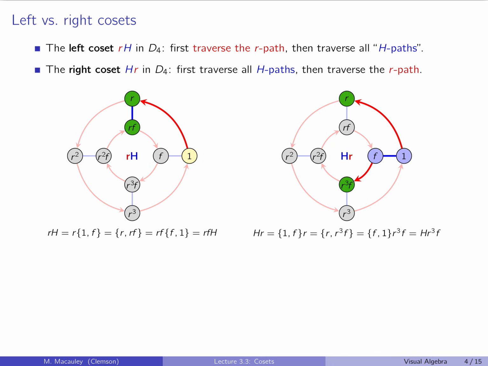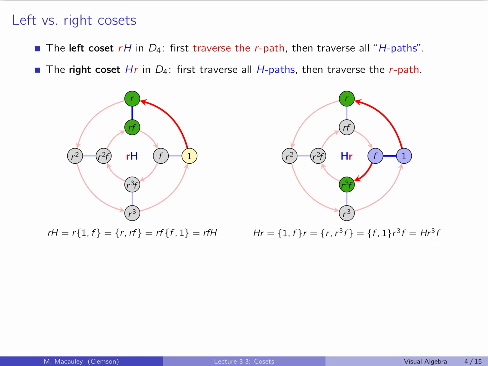Algebraically, this means multiply R on the left by the two elements in H, which gives us R and RF. And notice that that's the same thing as if we had multiplied these two elements by RF. So if we had first done RF to get here, and then we do the H paths, we don't get anywhere different. That makes sense visually, and algebraically, RF times these two elements is these two elements. So a coset can have multiple representatives.